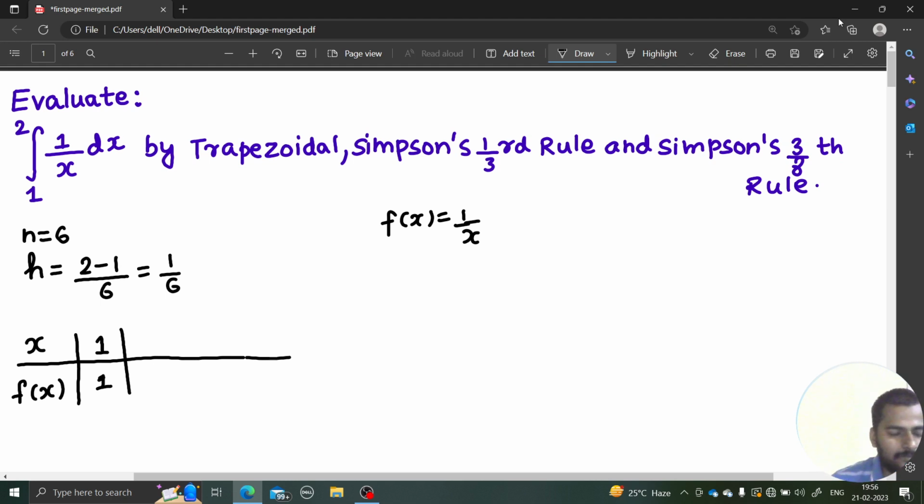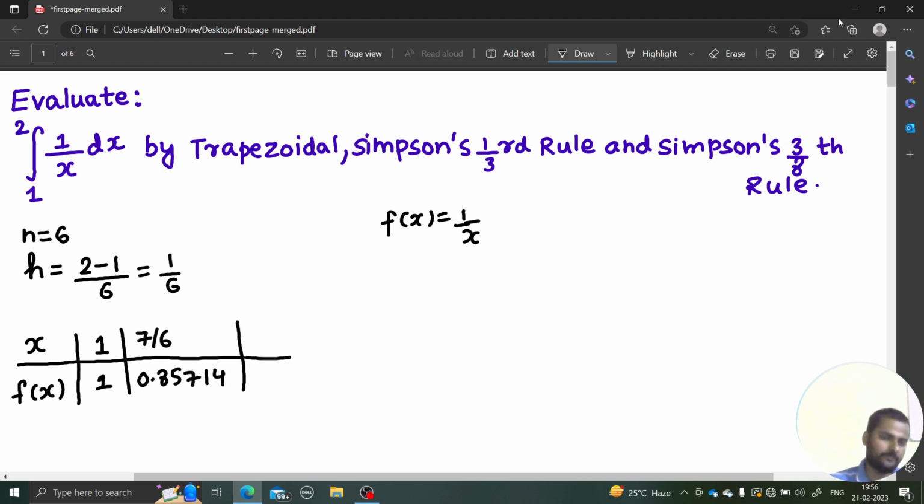So next will be 1 plus 1 by 6. 1 plus 1 by 6 is nothing but 7 by 6. And the value of the function at 7 by 6 will be nothing but the reciprocal of that, so that will be 6 by 7. Let's find the value of 6 by 7. So it is clearly 0.85714.